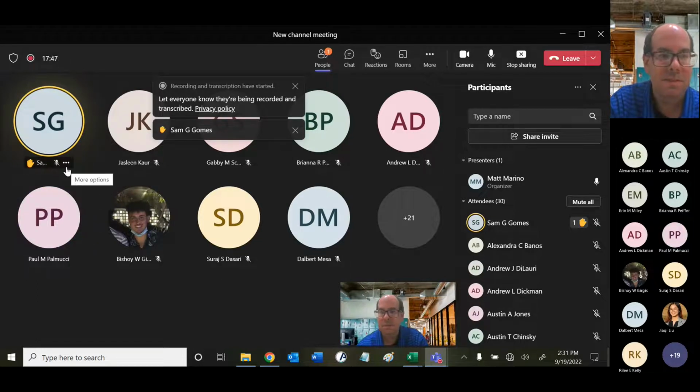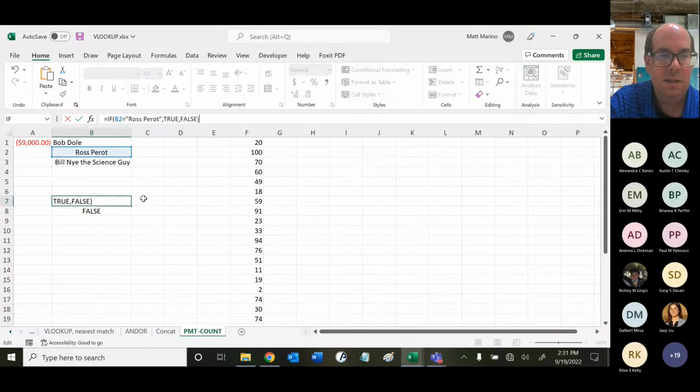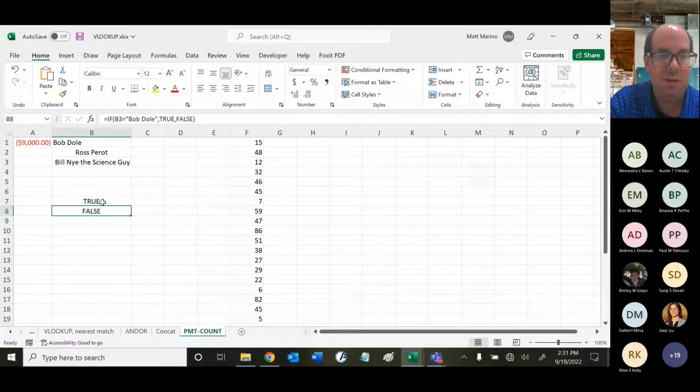Sam? It would be true. It's going to say true. Because B2, this cell here, says Ross Perot. So we hit enter, it now says true. So if B2 equals Ross Perot, if it's true, we say true. If it's false, we say false. So cell B2 has Ross Perot in it, so it's true.